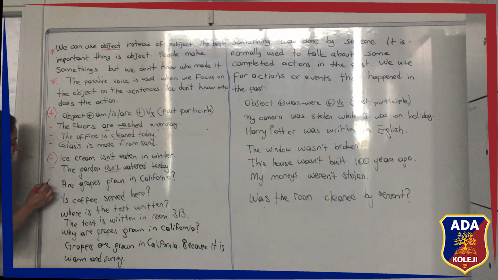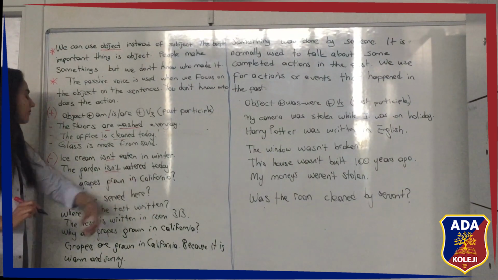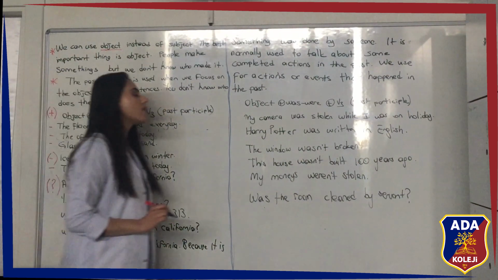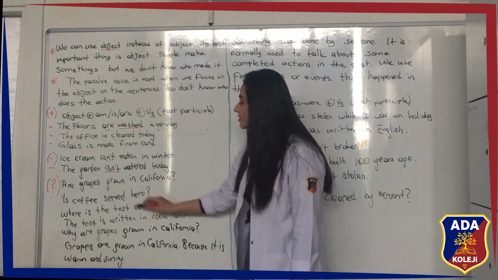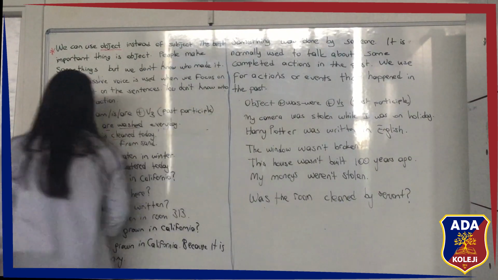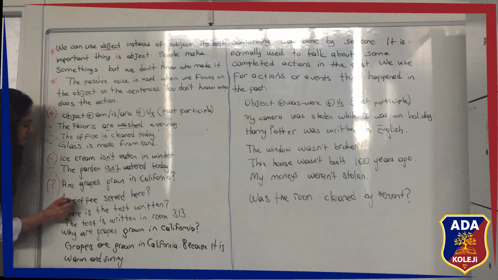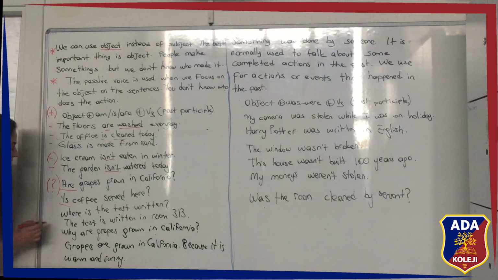And the other part, we have question parts. Yes, are grapes grown in California? Are grapes grown in California? And then the other question: is coffee served here? Okay, friends. What did we do in here? We used am, is, are at the beginning of the sentence, okay? Don't forget it.